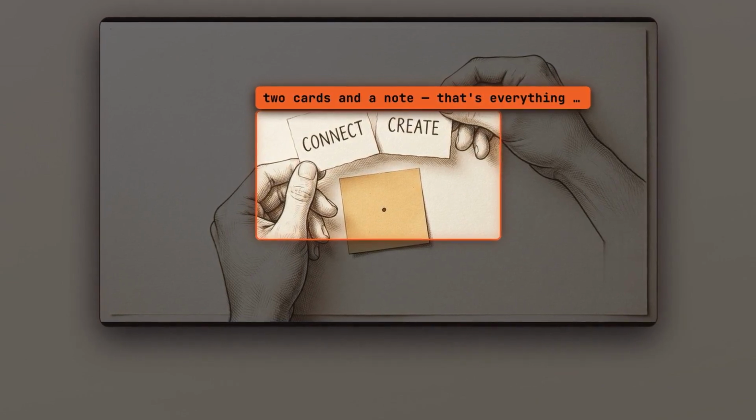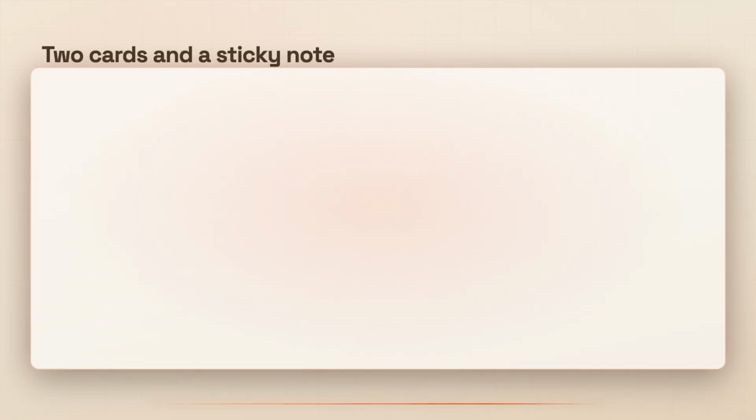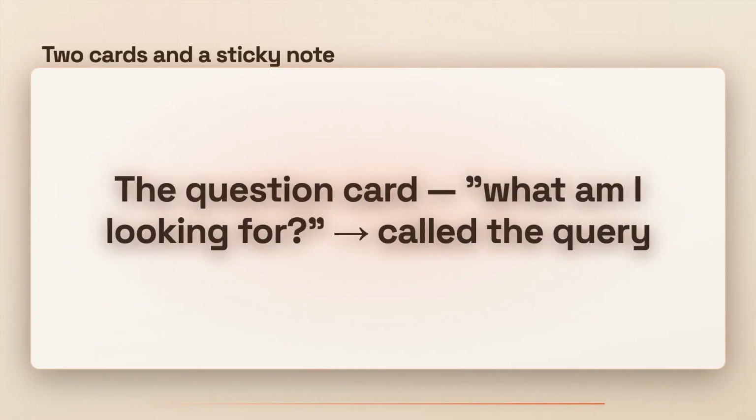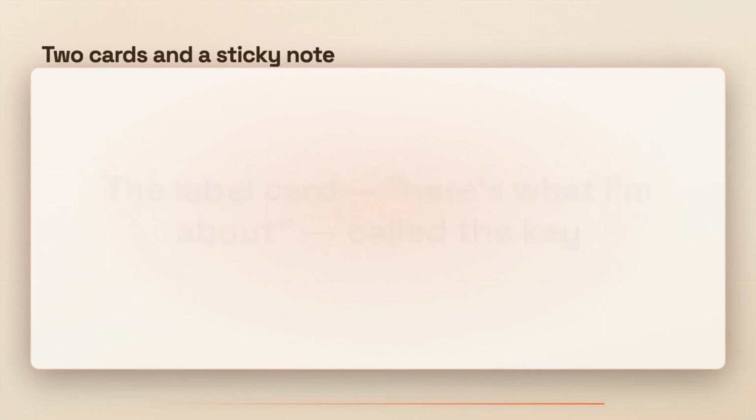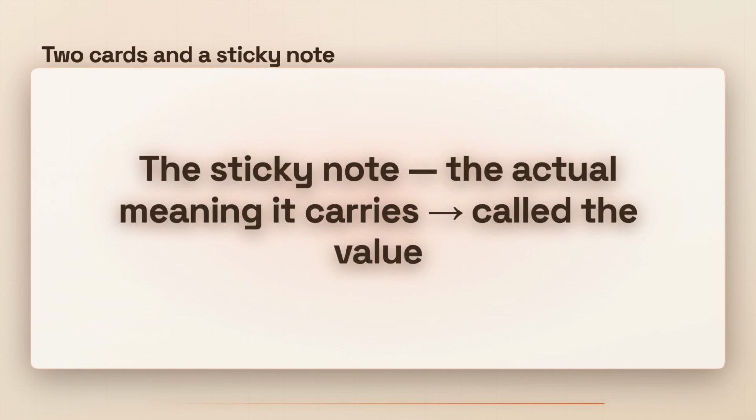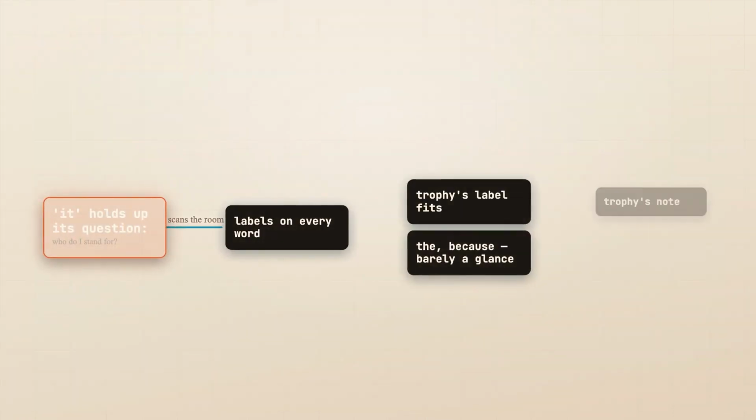To pay attention, each word holds up its question and scans the room for the label that best answers it. The word it holds up, I'm a pronoun, who do I stand for? It scans, and trophy is holding up a label that fits perfectly. Strong match. So it reaches over and copies trophy's note. Weak matches barely get a glance. That's the entire machine. Hold up a question, find the best matching label, copy its note.